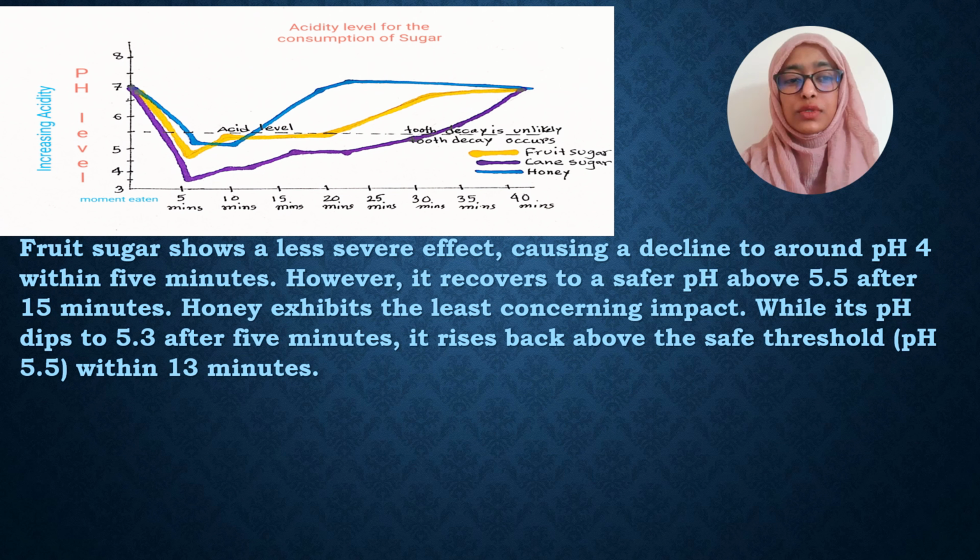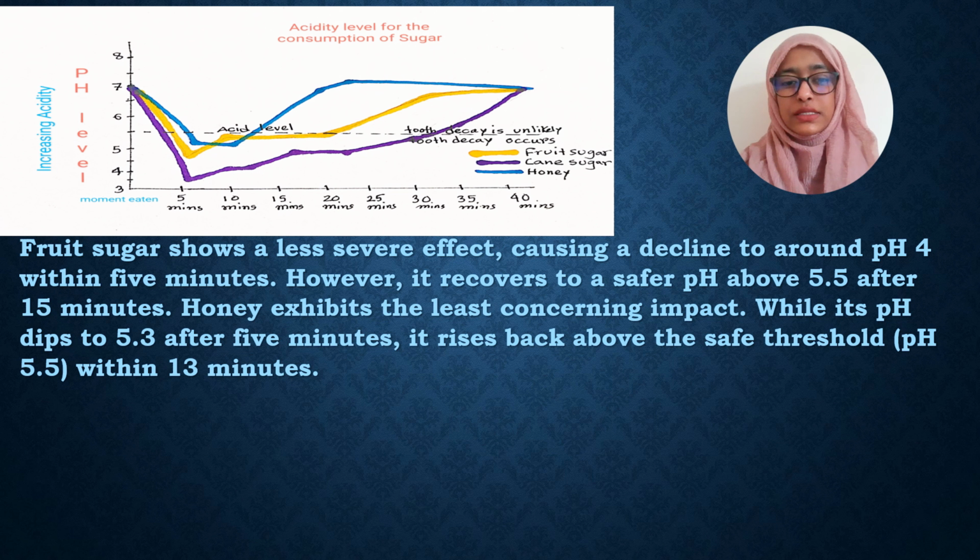Within 5 minutes we can see that it's causing a decline of what? Around 4. It is close to 4, right? However, it recovers to a safer pH above 5. See, it's going above 5 after 15 minutes. So here we can see it started going from 10 minutes to 15 minutes, it started crossing the danger zone, right?